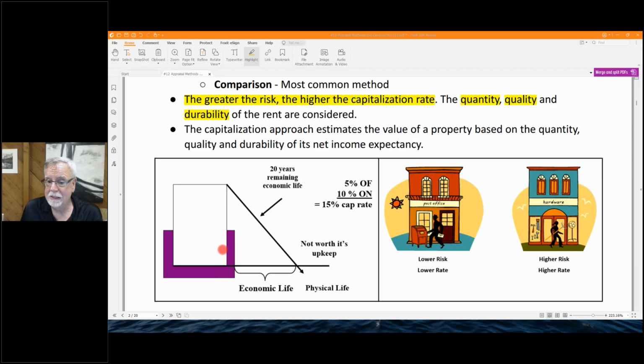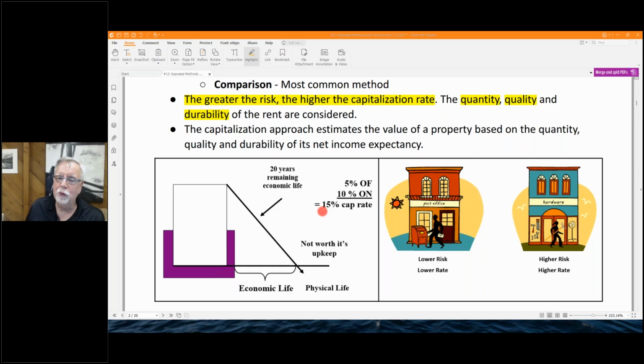So land doesn't have a limited economic life, so there's no need to get a return of the investment for the land. It's not going anywhere. We only need to get a return on the investment. So that means if you're fine tuning this, it's complicated. I said this is the most difficult part.